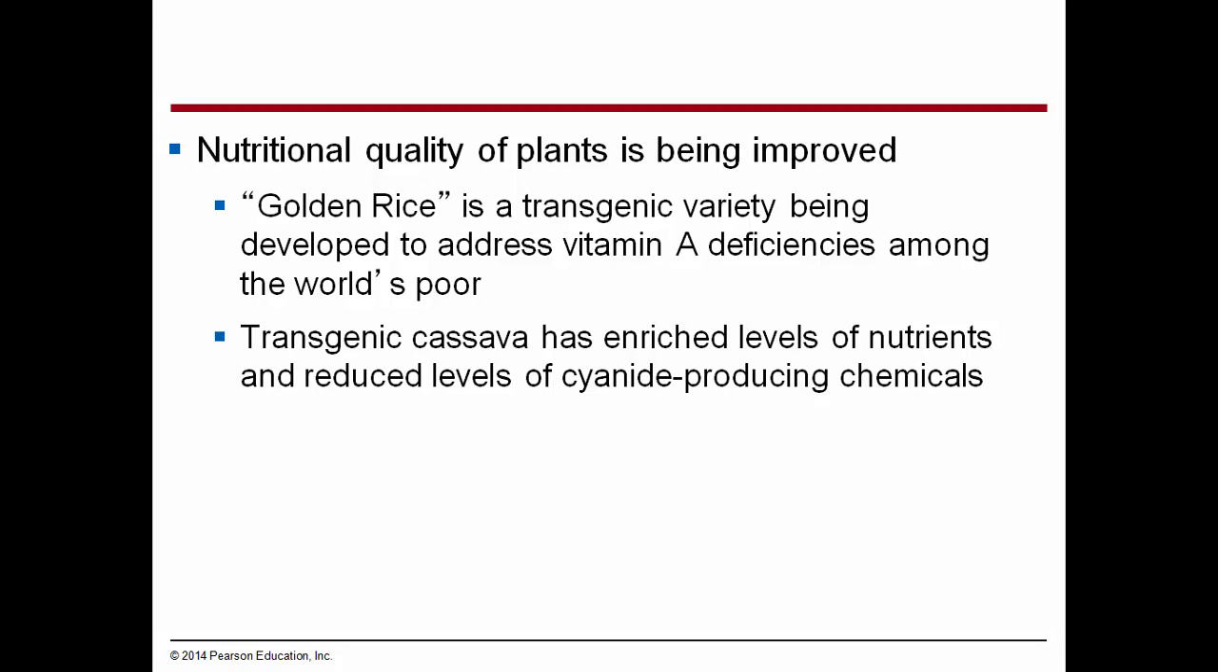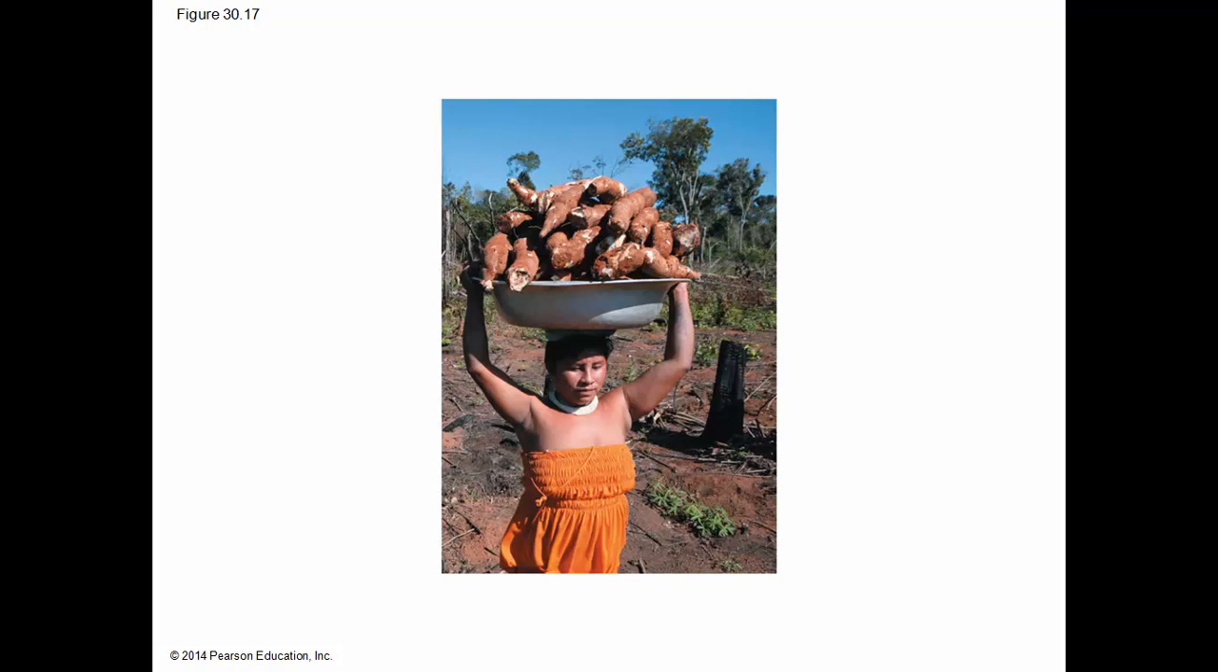Anyway, these transgenic cassavas have enhanced levels of nutrients and reduced levels of cyanide-producing chemicals. So, transgenic technologies do produce useful products for humanity. Okay, here's the transgenic cassava. Here's a woman, looks like in South America, who's harvested a lot of cassava root here, and now she's going to have to prepare it in a certain way so that it's edible.